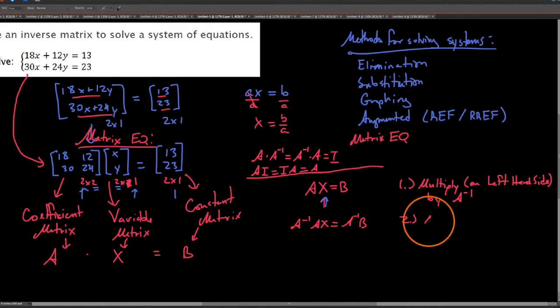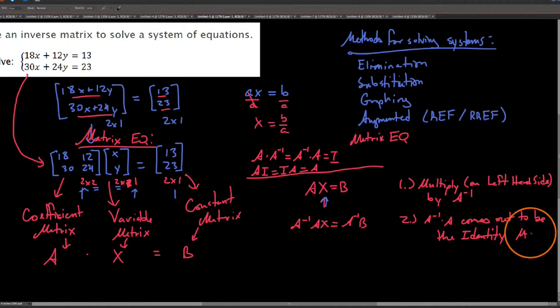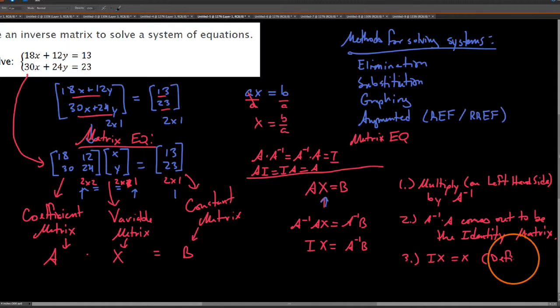And what we're going to say is this. A inverse times A comes out to be the identity matrix. And remember what we know about the identity matrix: anything times the identity matrix is itself. So what we have here is the identity times X equals A inverse times B. And so we would say that I times X equals X, and the definition of the identity matrix gives us this. Anything times the identity is itself.